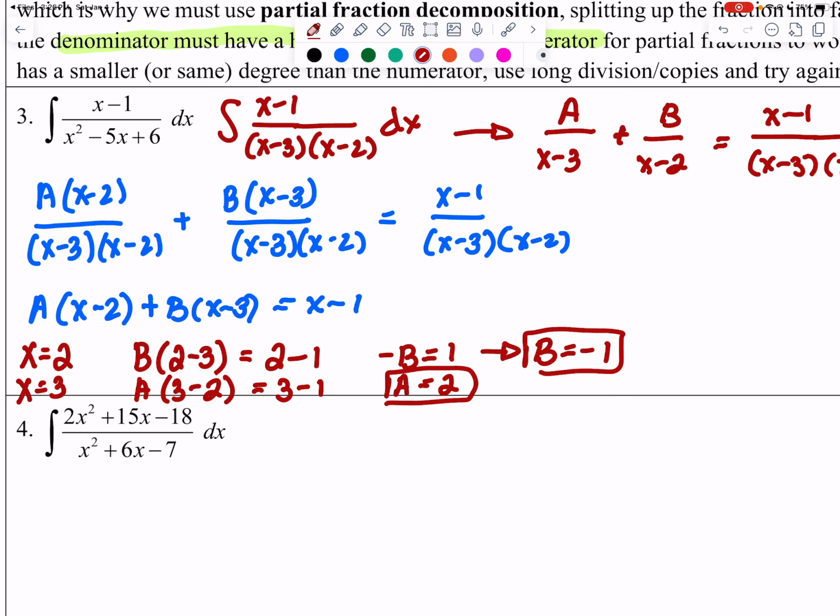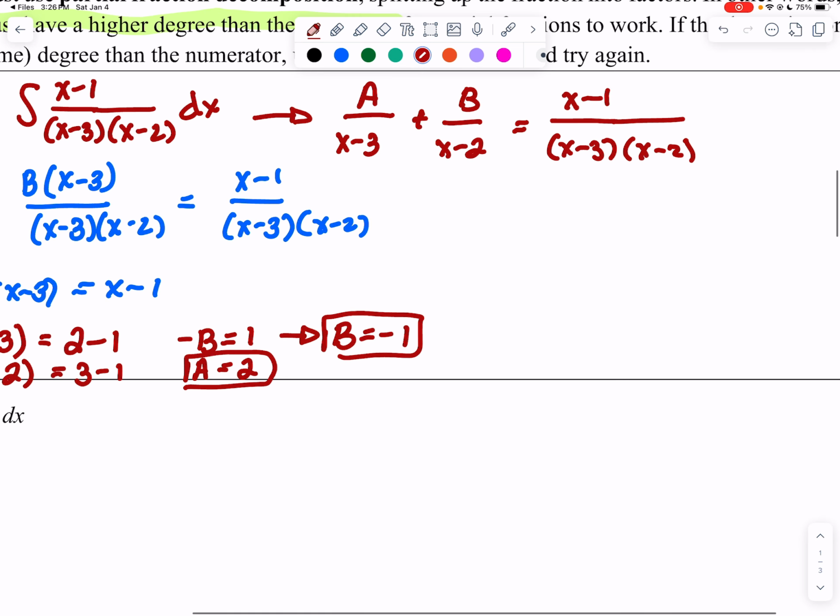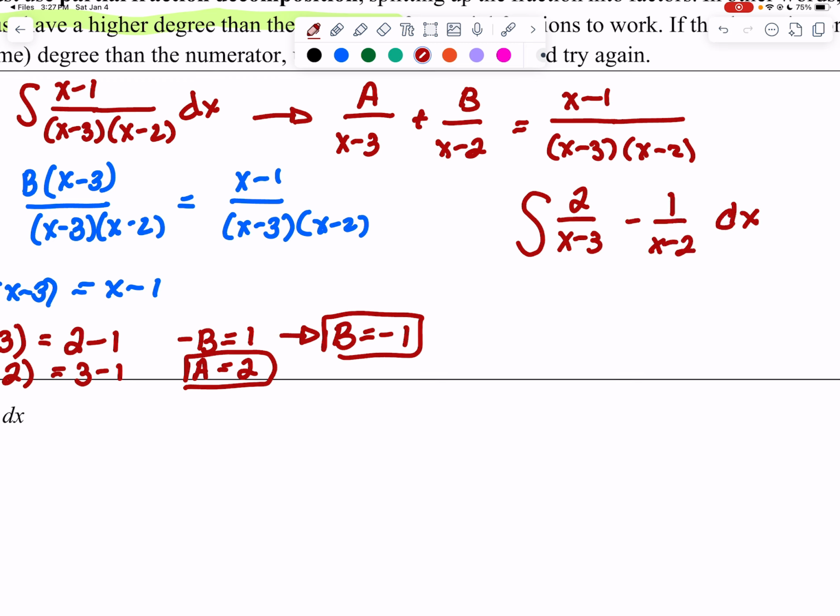Okay, we found our a and b values, and we haven't done any real calculus yet. We just found the partial fraction decomposition so far. So we found out that a is 2 and b is negative 1, so we're just going to plop that in our original. So we have 2 over x minus 3 minus 1 over x minus 2 dx.